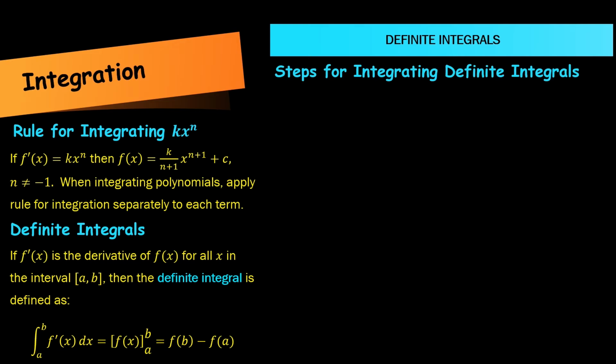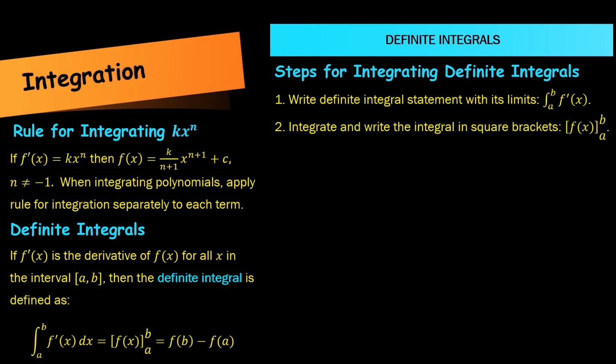Let's also now look at the steps for integrating definite integrals. First, write the definite integral statement within its limits as shown. Next, integrate and write the integral in square brackets as shown. And finally, evaluate the integral by working out f of b minus f of a.